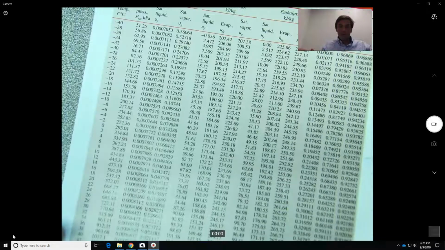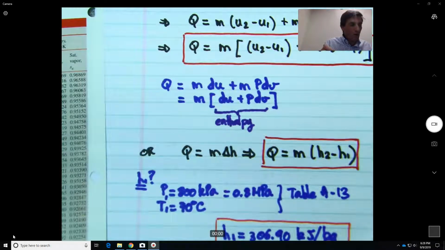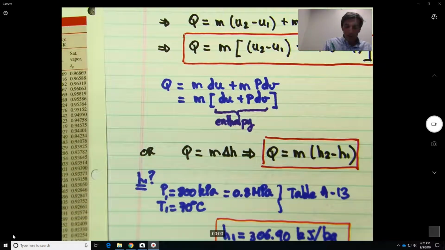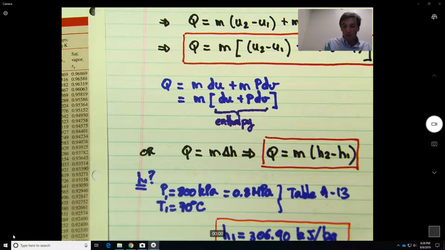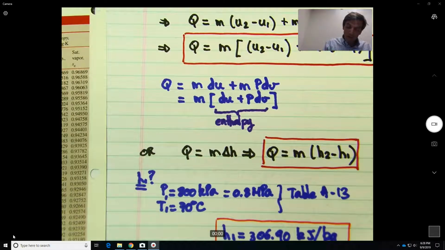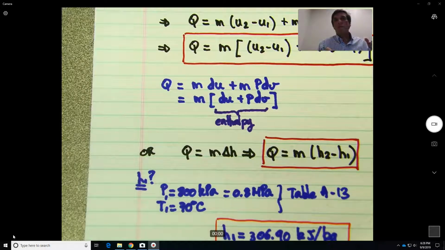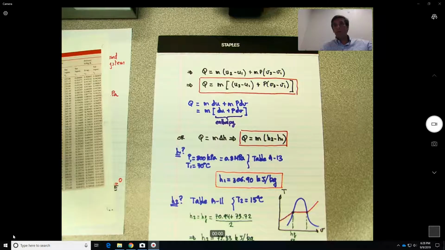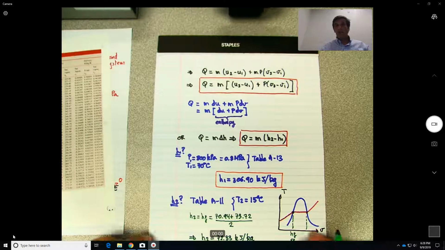So you will do, for example, H2 will be equal to 70.94 plus 73.72 divided by 2, and you get that H2 is equal to 72.33 kilojoules per kilogram. Again, sorry for forgetting zooming out. So I give you a little bit of time to copy it.